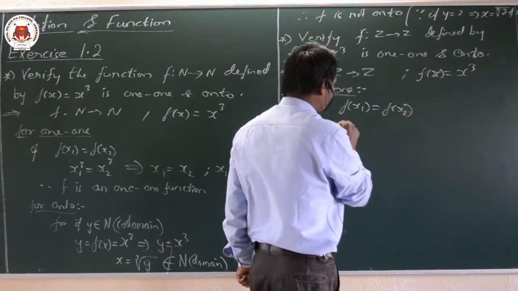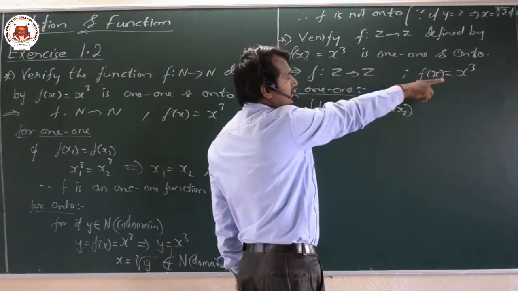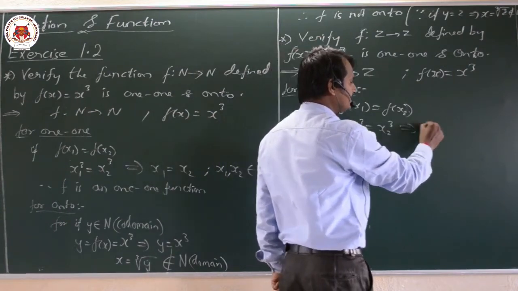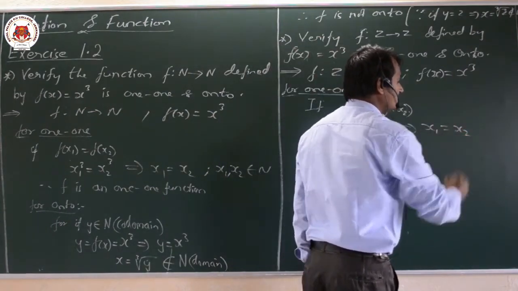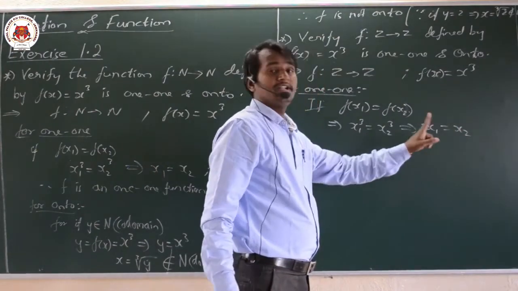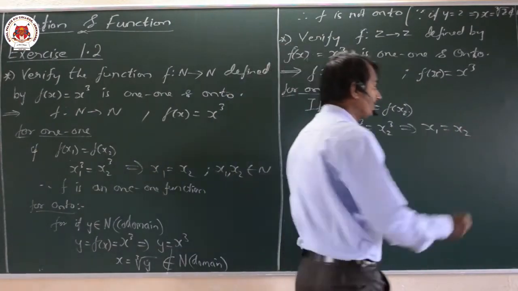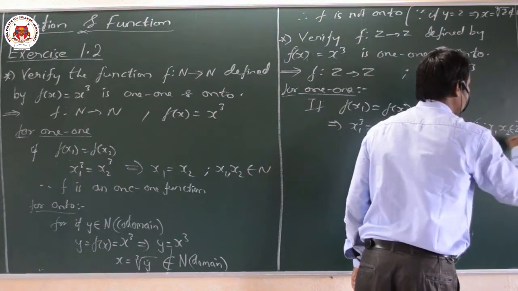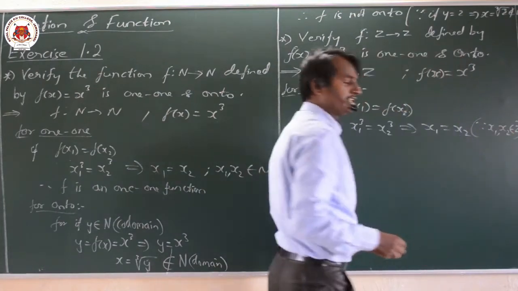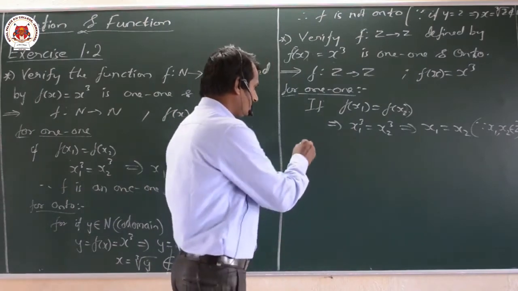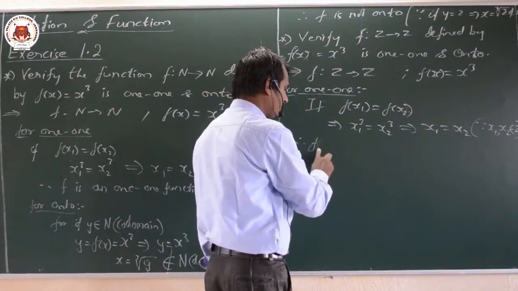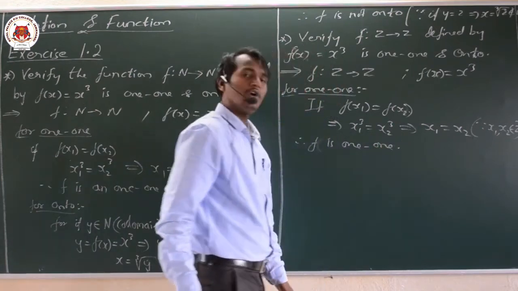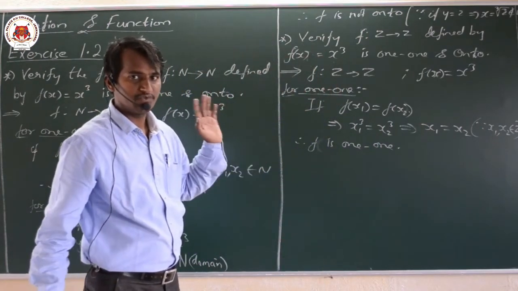Okay, that implies f of x1 equals f of x2, which means x1 cube equal to x2 cube. That implies x1 equal to x2. Why? Because both x1 and x2 are integers, since x1, x2 belong to Z. Therefore we can say f is a one-one function, or else we can call it an injective function.